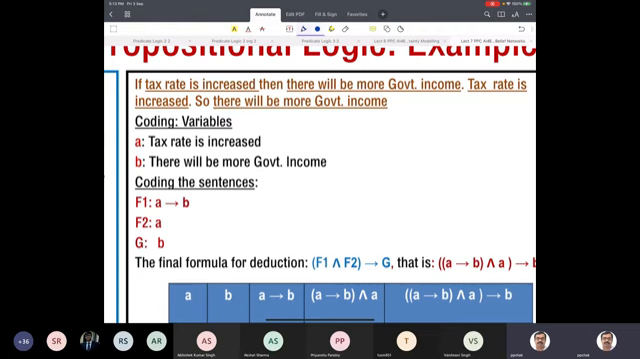Because this is a vast topic, tell me the answer to this. I make a statement: if tax rate is increased, then there will be more government income. Tax rate is increased, so there will be more government income. Can I conclude this last statement from the first two statements?